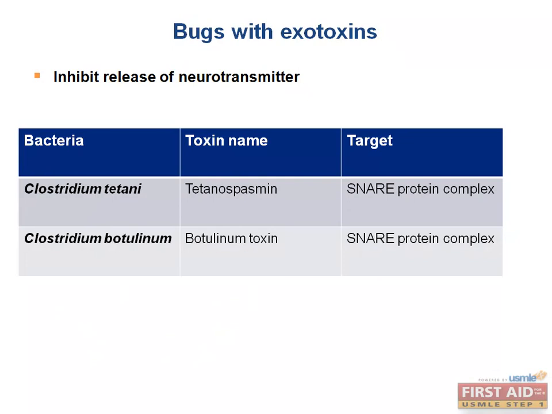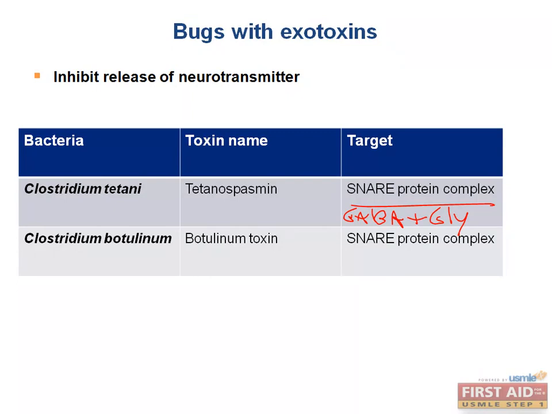Next, we'll talk about bacteria whose exotoxins inhibit release of neurotransmitter. Clostridium tetani produces the tetanospasmin toxin. This toxin cleaves the snare protein complex required for neurotransmitter release. And what neurotransmitters are blocked from release? There are two of them, GABA and glycine.